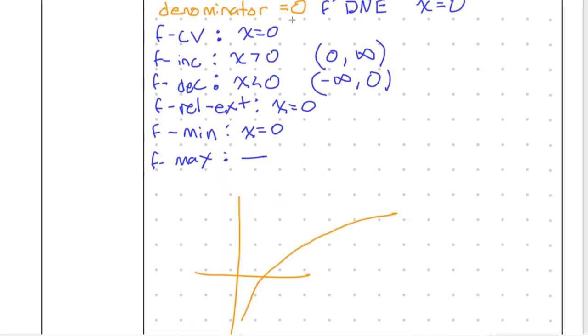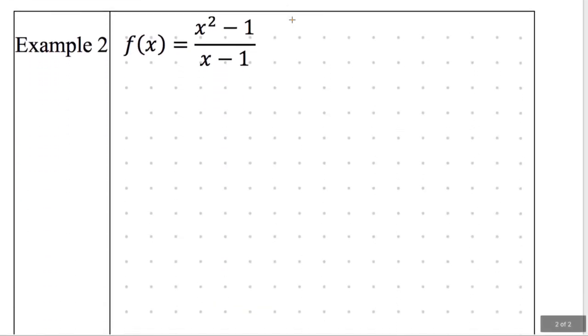All right, questions about example 1? All right, let's try example 2. You guys tell me what to do now. Draw the x-axis. That's step 1.